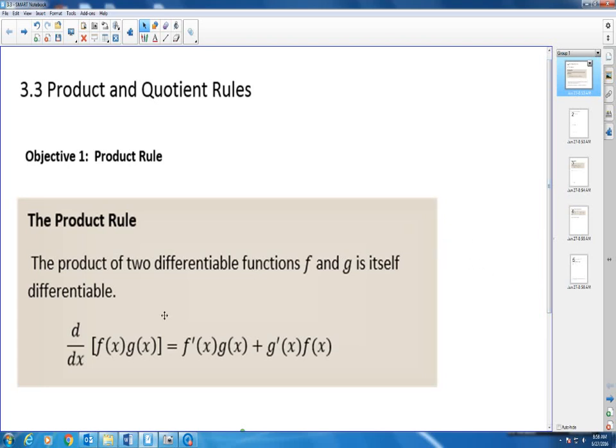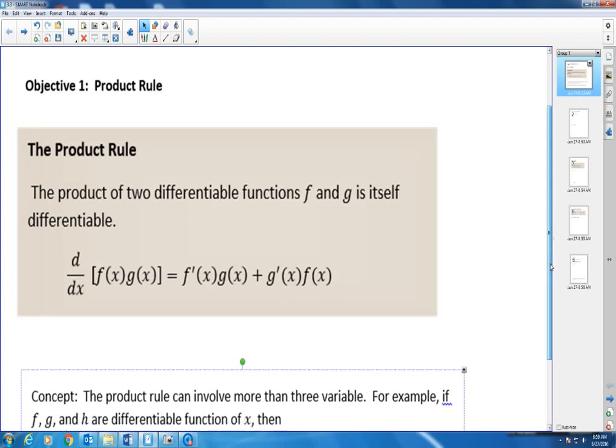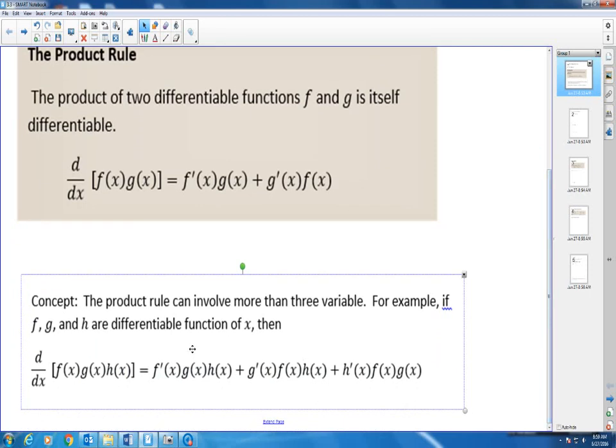The so-called product rule says that the product of two differentiable functions f and g is itself differentiable. So if I have two functions being multiplied together and I want to take a derivative, what we will do is take the derivative of the first function times the second, plus the derivative of the second function times the first.